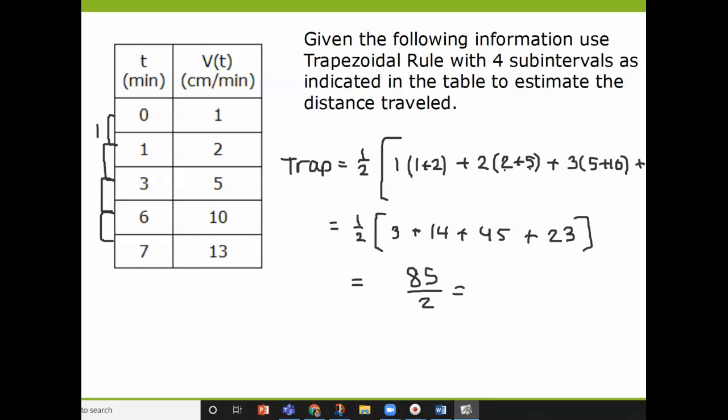And divide that by 2, and we get a 42.5 centimeter area, which is roughly between 30 and 55, if not exactly between them. So we can see how the trapezoid accounts for that missing space or region that we're not getting with the left or the right Riemann sums.